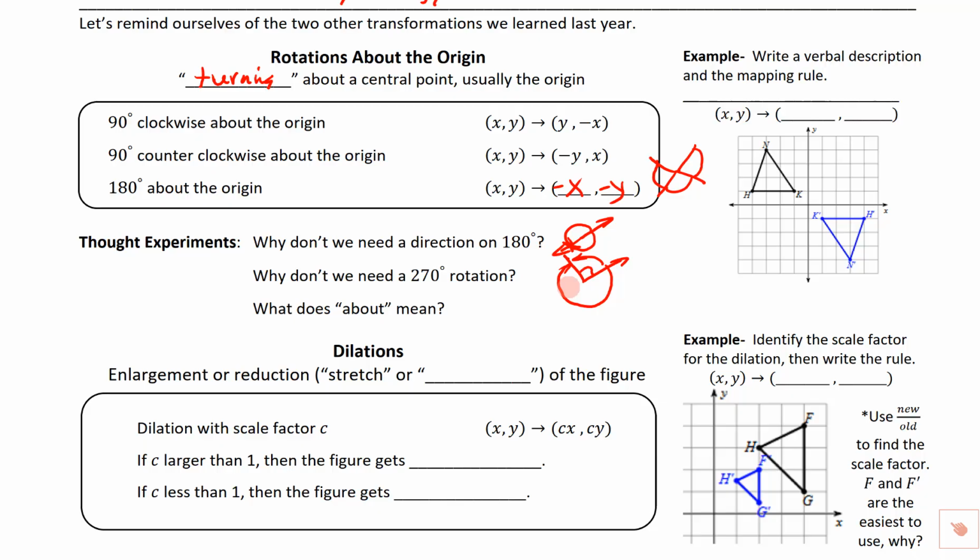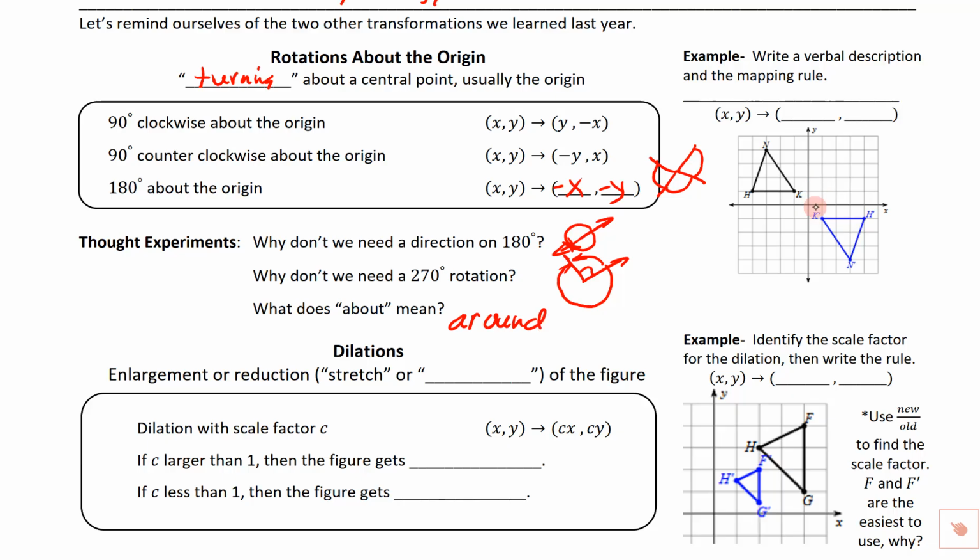And then the last thing is we want to make sure that everybody understands what the word about means. So when we say we're doing a 90 degree clockwise rotation about the origin or a 180 degree rotation about the origin, what we mean is around the origin. So what that means is we're using the origin as the center point of rotation.